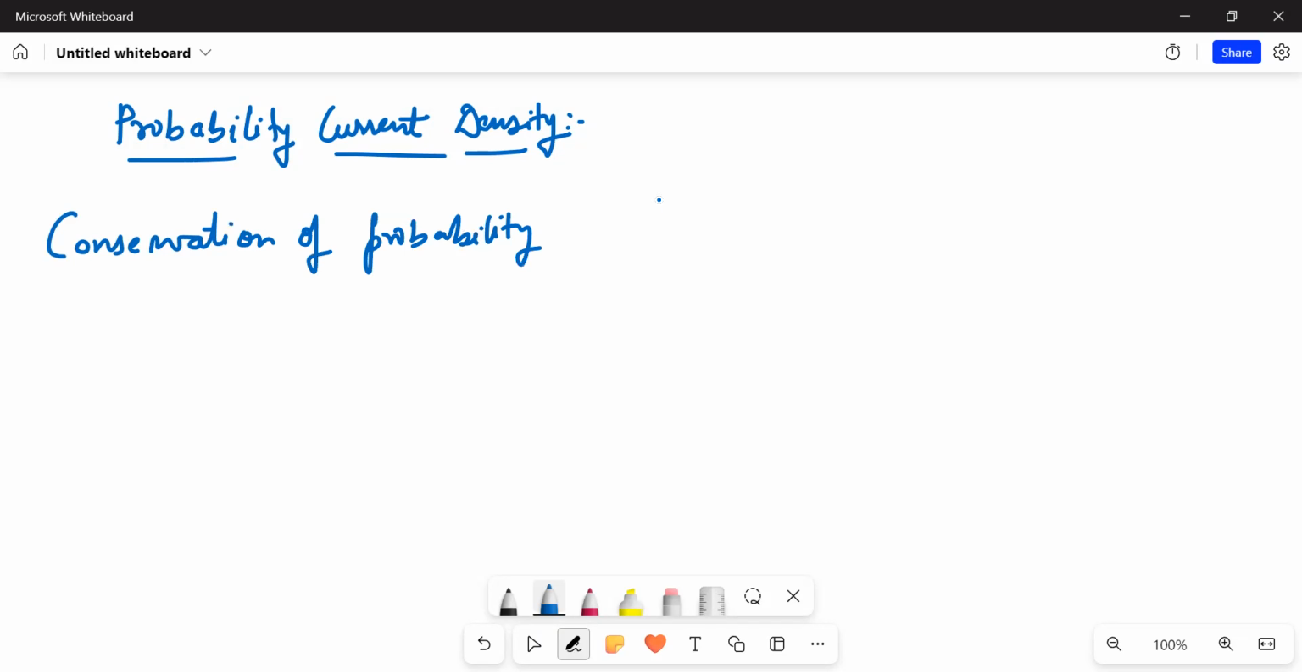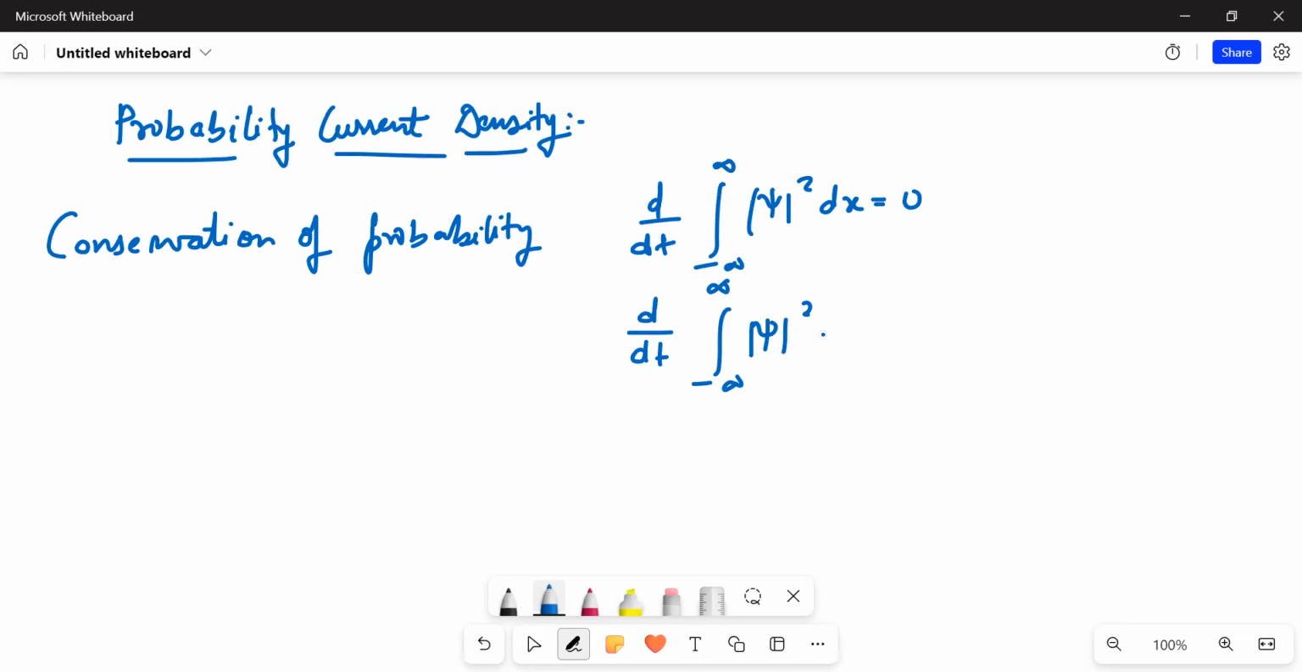That is, we understand that d/dt of the integral from minus infinity to plus infinity of |psi|² dx is equal to 0. Or in 3 dimensions, I can write d/dt of the integral from minus infinity to plus infinity of |psi|² dτ is equal to 0.